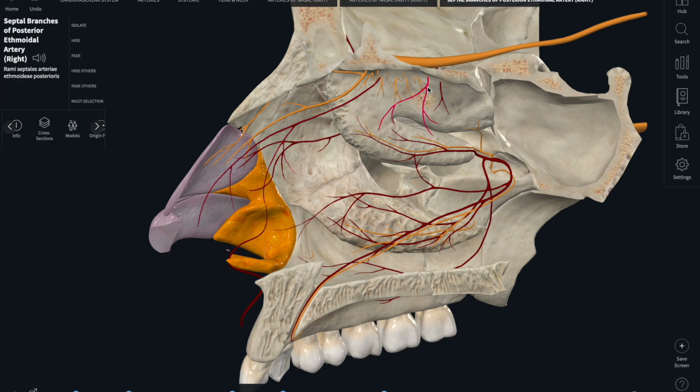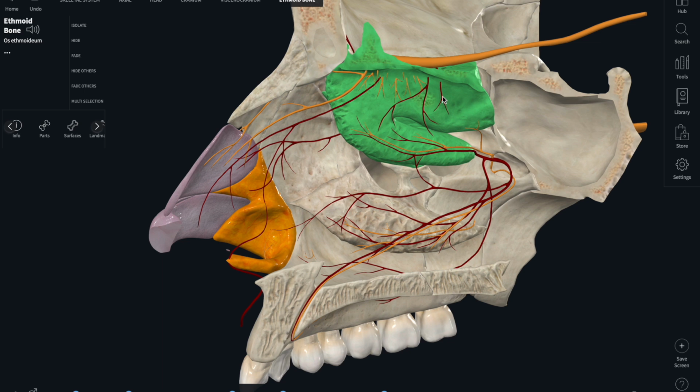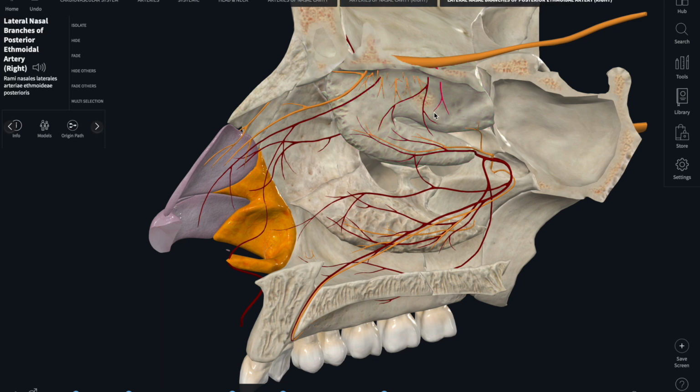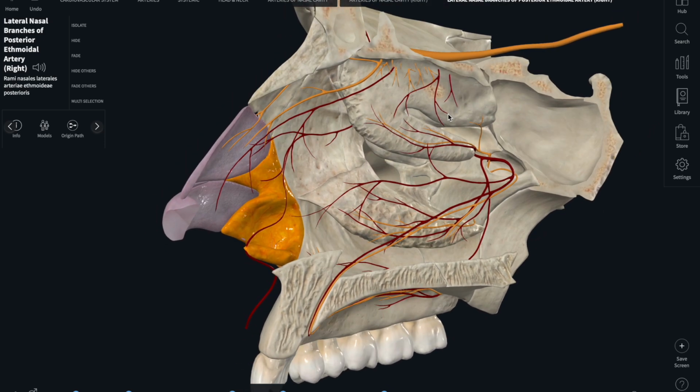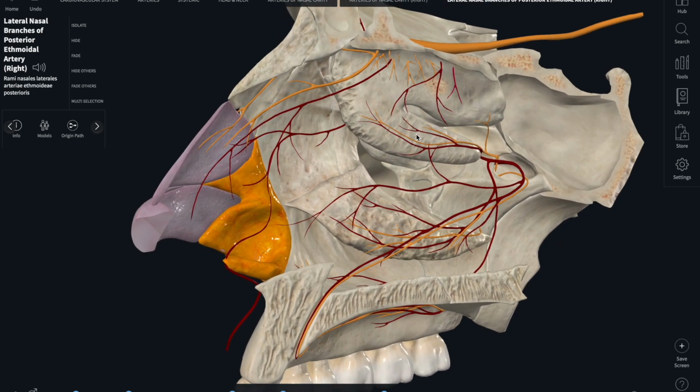Posteriorly, we have the posterior ethmoidal arteries, or the posterior ethmoidal artery. Now, these two branches come off the ophthalmic artery, which is one branch of the internal carotid artery as it enters the brain. The ophthalmic artery enters the optic canal and gives the anterior ethmoidal and the posterior ethmoidal. Okay, so that's one supply.